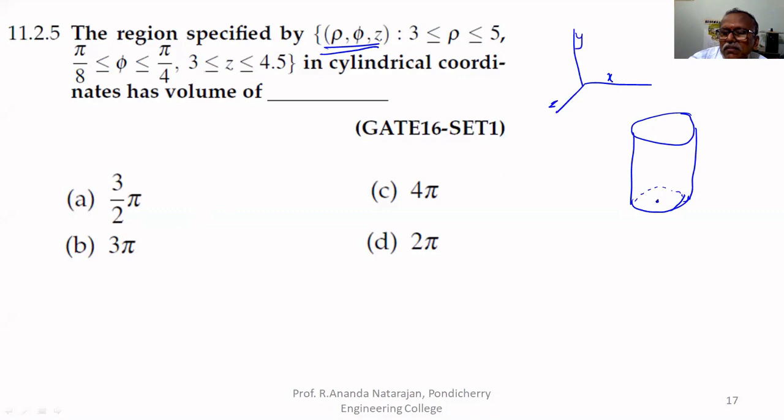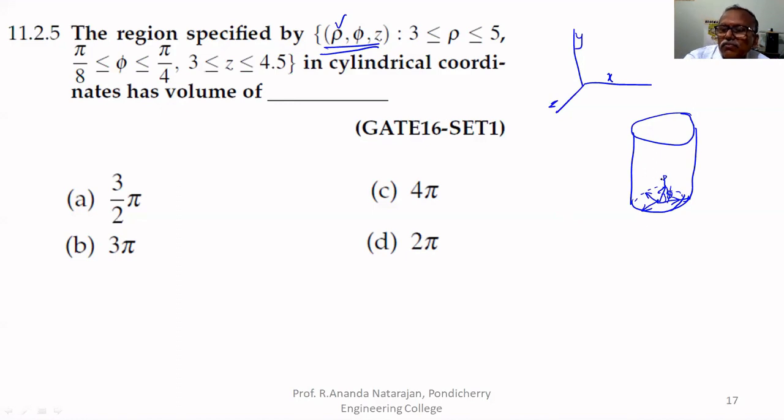Here, this is the origin. If rho increases, it increases like this. Rho is the first parameter. The second parameter is the angle of that rho, and this angle is theta, phi.